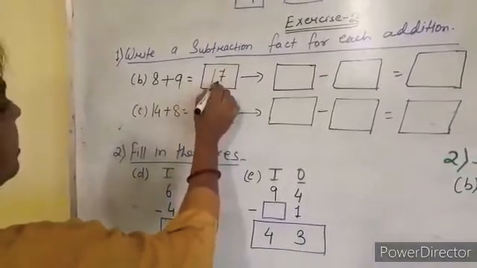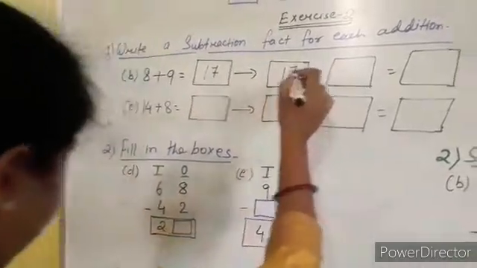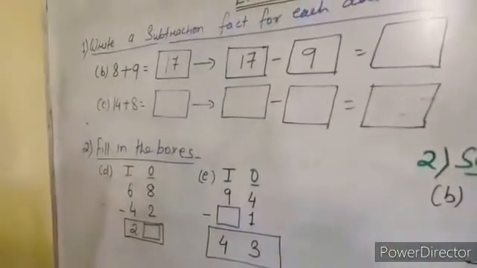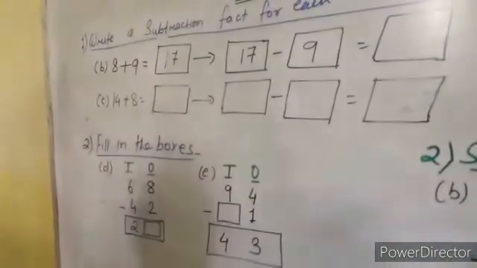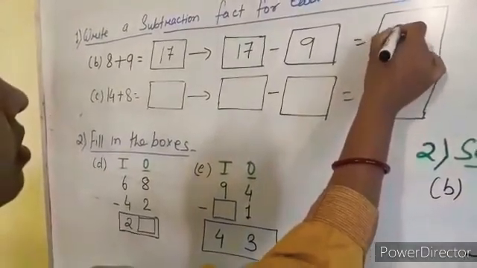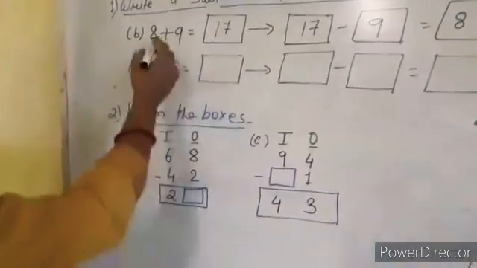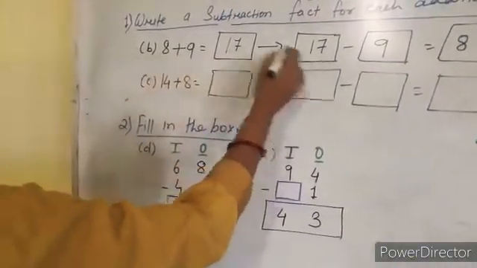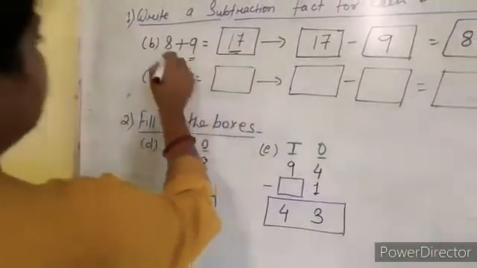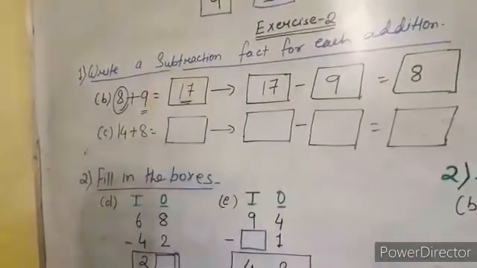17. If you subtract 9 from 17, 17 minus 9, what will be the answer? Eight. Okay, like this you can do: 8 plus 9 is 17, and if you subtract this number from 17, then you get this answer. Okay, so this is your subtraction fact.